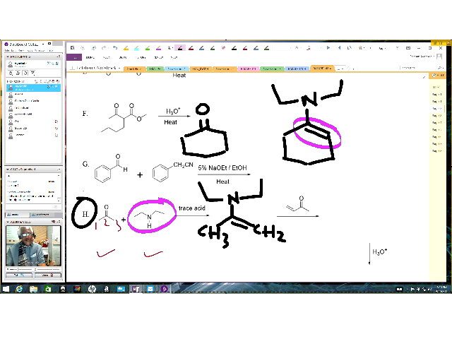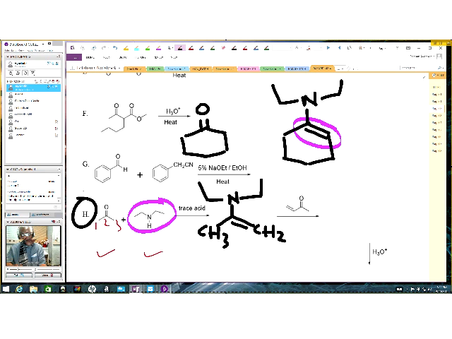Anytime you have a ketone or aldehyde reacting with a secondary amine, you are going to form an enamine in which the nitrogen will replace the oxygen atom, and then the double bond will be formed between the carbon of the carbonyl and the alpha carbon. Okay, keep that in mind.